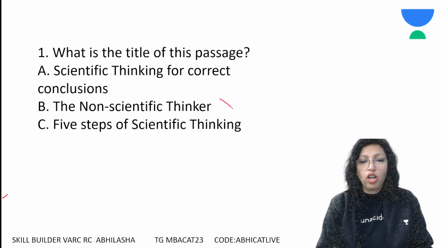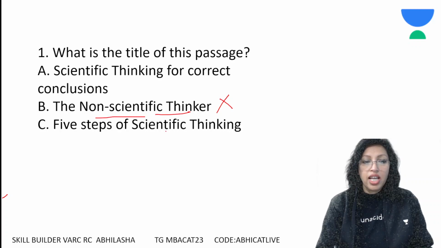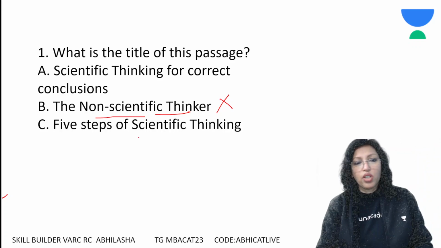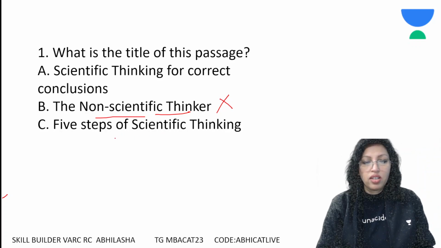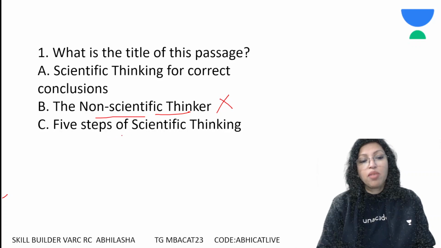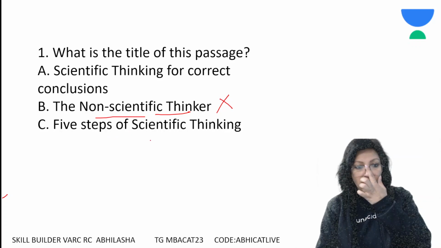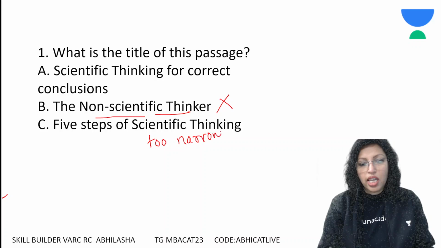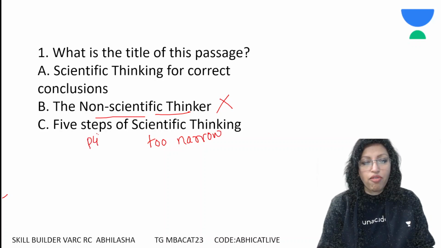So clearly B cannot be the right answer because it is talking of the non-scientific thinker. Clearly C cannot be the right answer also. Again, please pause these videos and watch. C cannot be the right answer because of the 5 steps of scientific thinking, but then we missed out on everything else. This was too narrow in scope, right? So again, too narrow in scope only came from para 4, therefore cannot be the right answer.